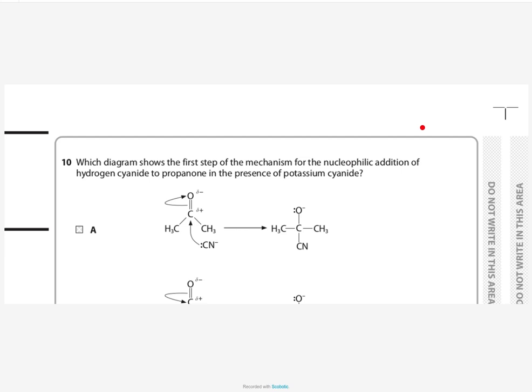Step of the mechanism for the nucleophilic addition of hydrogen cyanide to propanone in the presence of potassium cyanide. The first one, but usually the arrow, we must not point to the species. Actually, that is a mistake they always do. It should be like this, right? But anyway, other than that, this should be correct. There's no other major error here. And the negative charge should be on this.